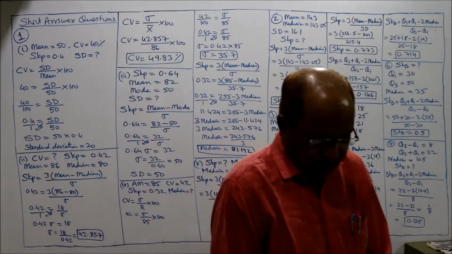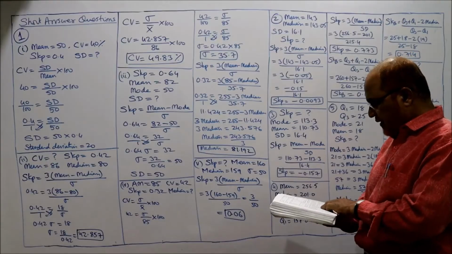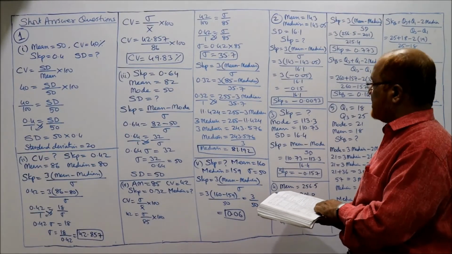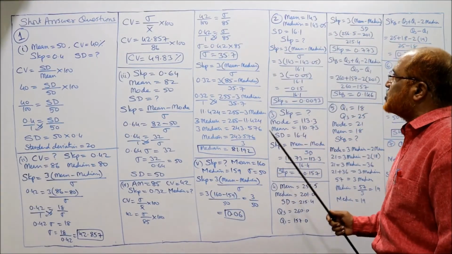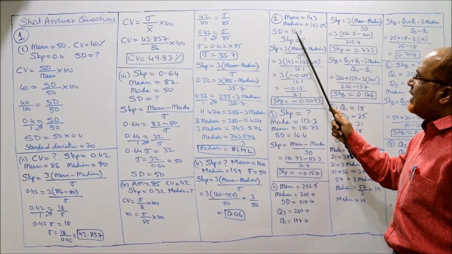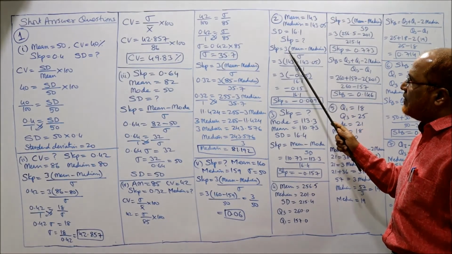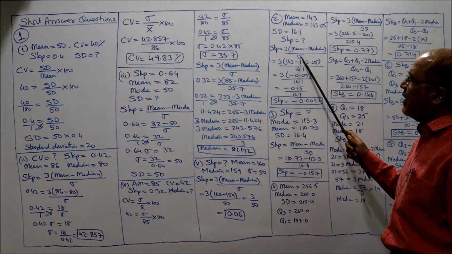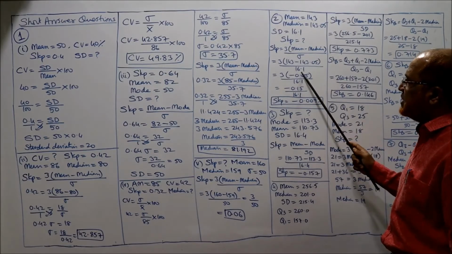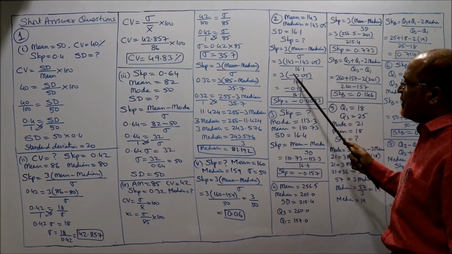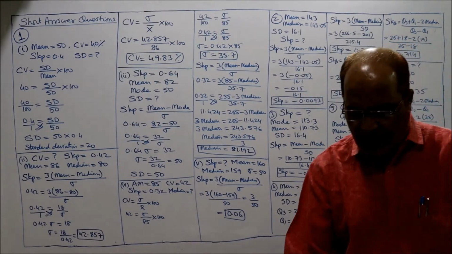So problem number 2. See the problem number 2. Given mean is 143, median 143.05, standard deviation 16.1, and find out the Carl Pearson's coefficient of skewness. So mean, median, standard deviation is given. SKP. Here mean and median are given, that's why I am applying the formula 3 into mean minus median by sigma, right? 3 into mean 143, median 143.05, sigma 16.1. So solve and simplify this, you will get minus 0.0093 as SKP. Now see the third problem.